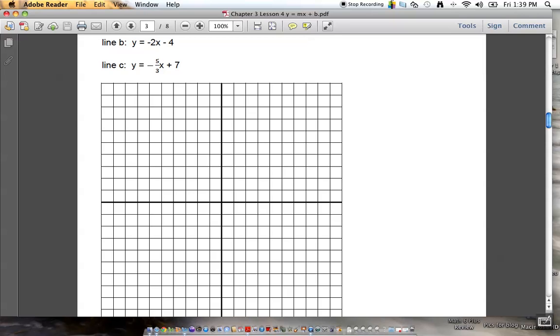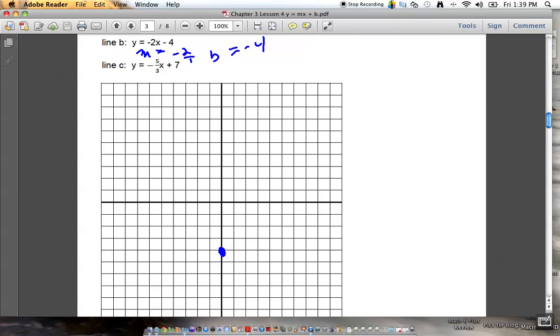Let's take a look at line B. What's the slope on line B? Nice. Which is really negative 2 over 1. We don't bother writing the over 1 usually, but it is over 1. Any whole number is always over 1. What's the y-intercept? Negative 4, very good. So I touch at negative 4, here it is.